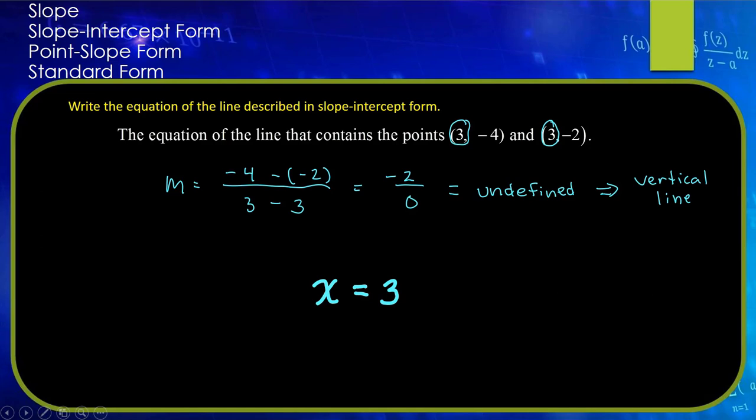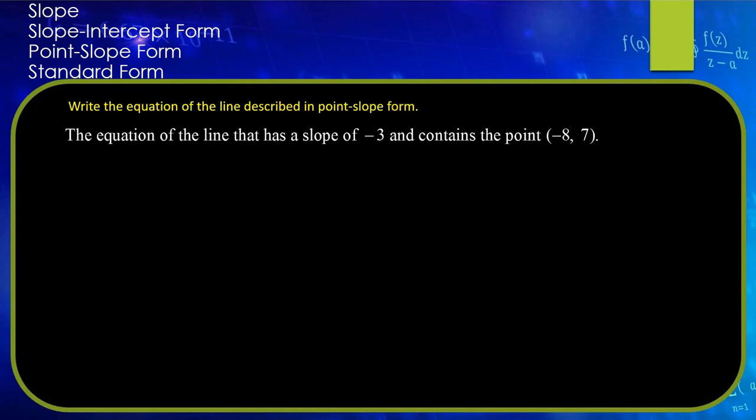Now let's try this next one. It's asking for you to keep it in point slope form. Now this one's pretty straightforward because they tell you what the slope is and they tell you what point it contains. So knowing that the point slope form is y minus y1 equals m times the quantity x minus x1, where x1 and y1 would be the coordinates of a point that the line passes through.